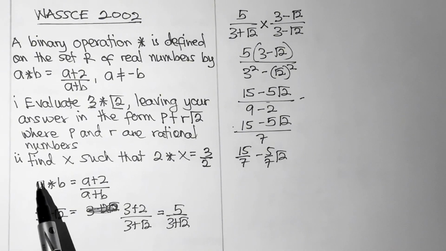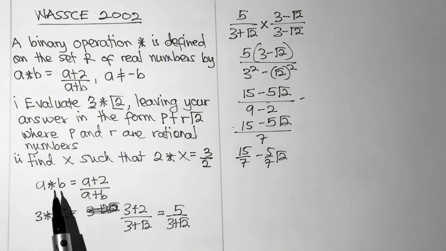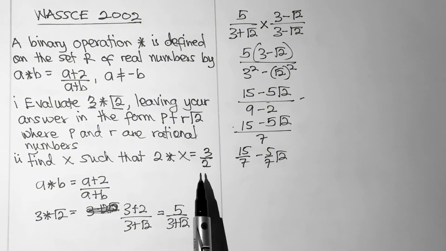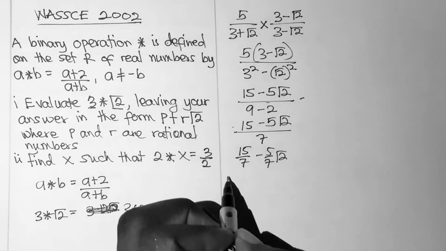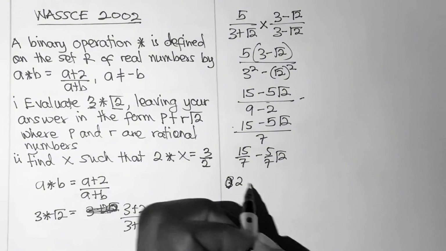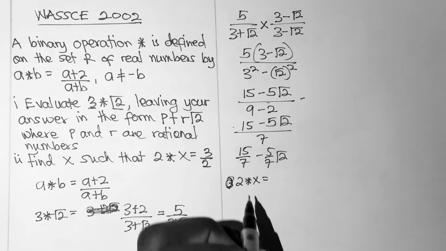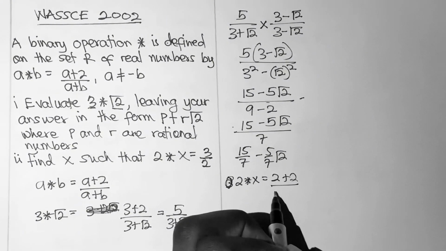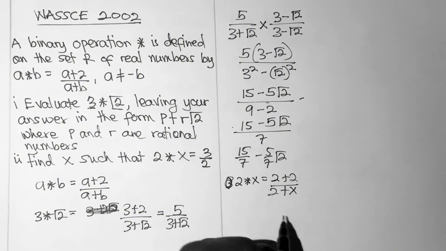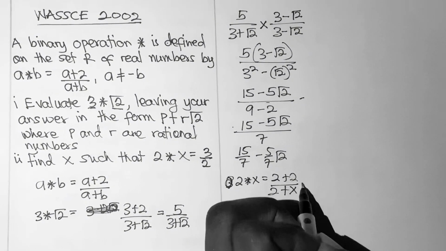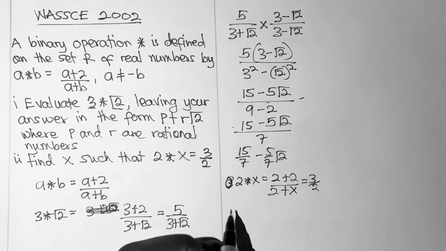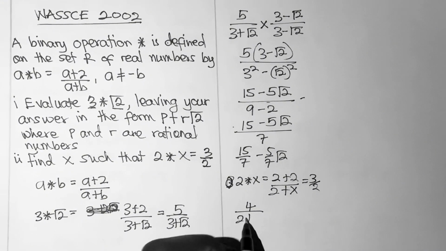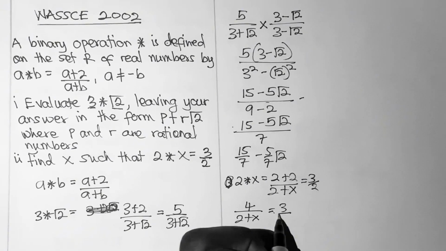Then the last part of the question says that we should find x such that 2 operation x is equal to 3 over 2. So let's find 2 operation x. This is equal to 2 plus 2 divided by 2 plus x. And then he says this should be equal to 3 over 2. So 2 plus 2 is 4, divided by 2 plus x, equals 3 over 2.